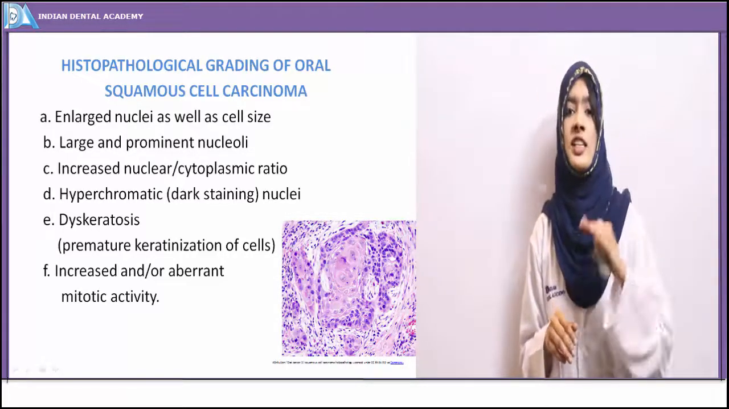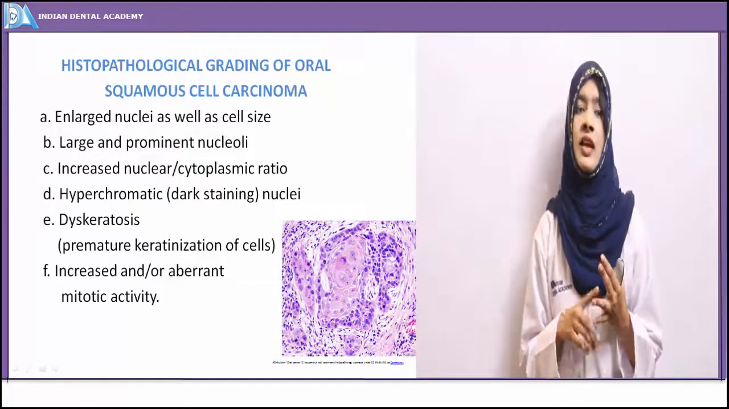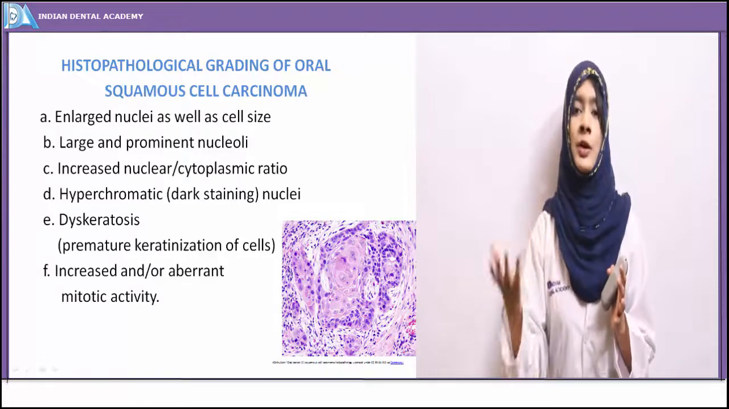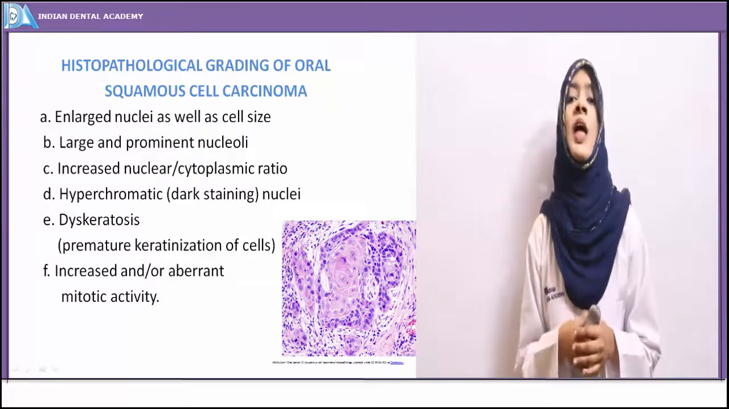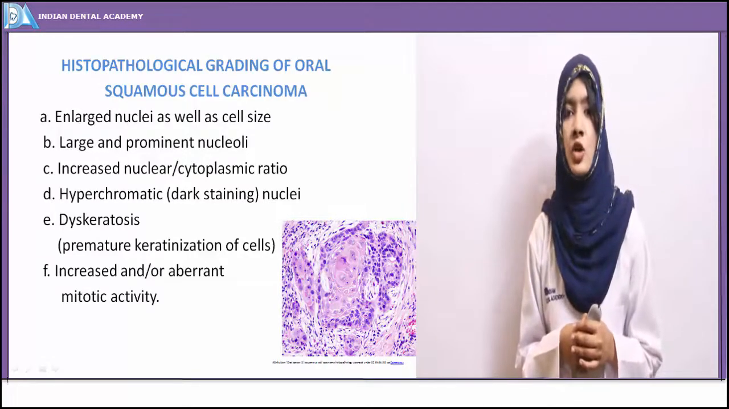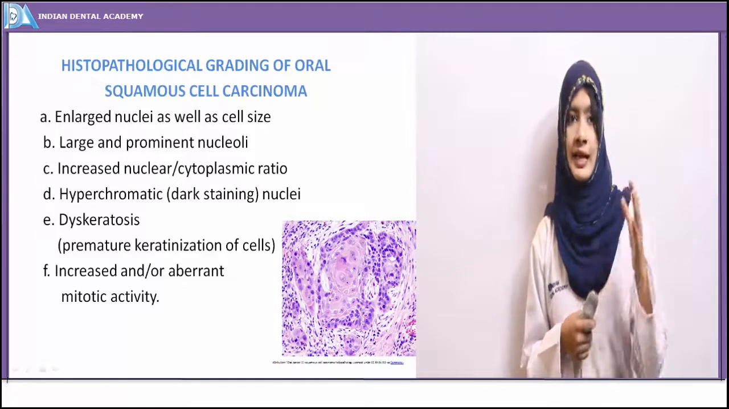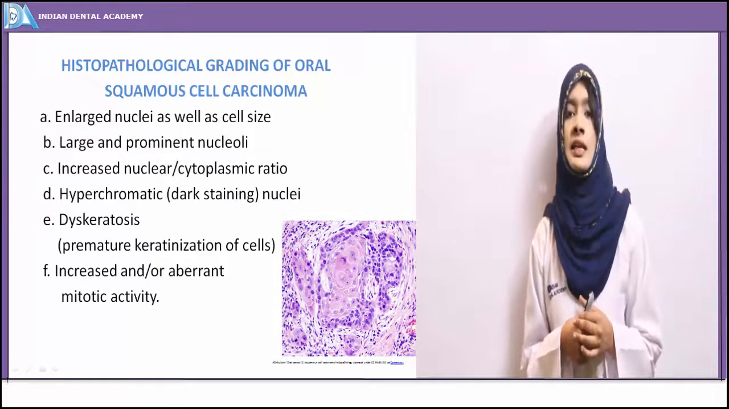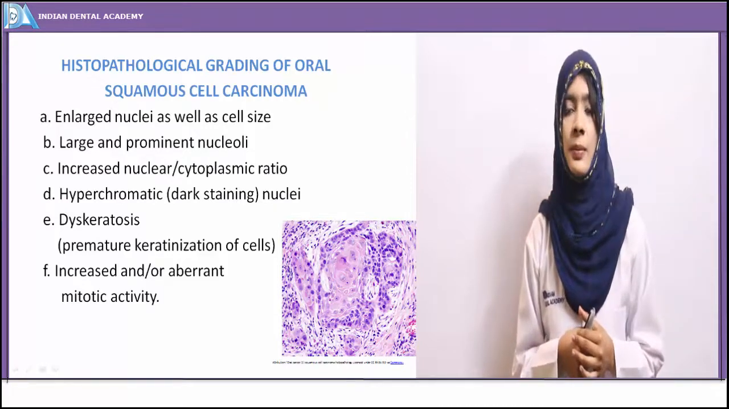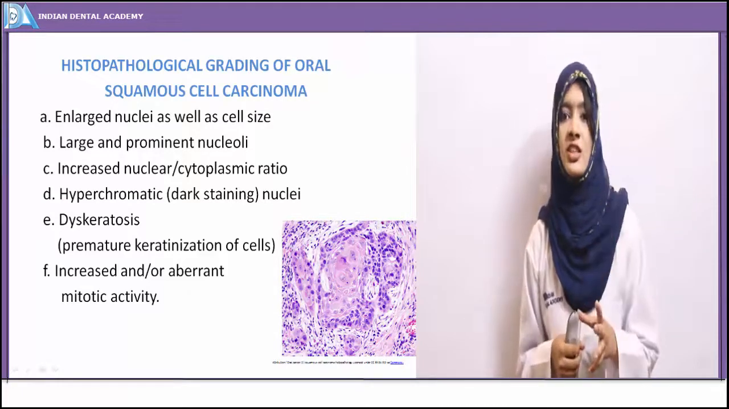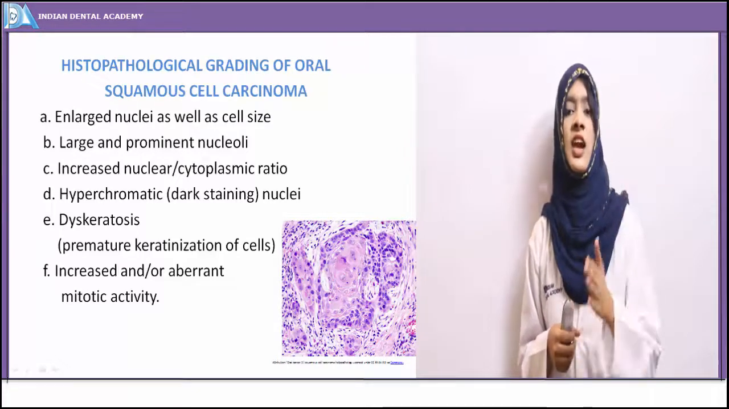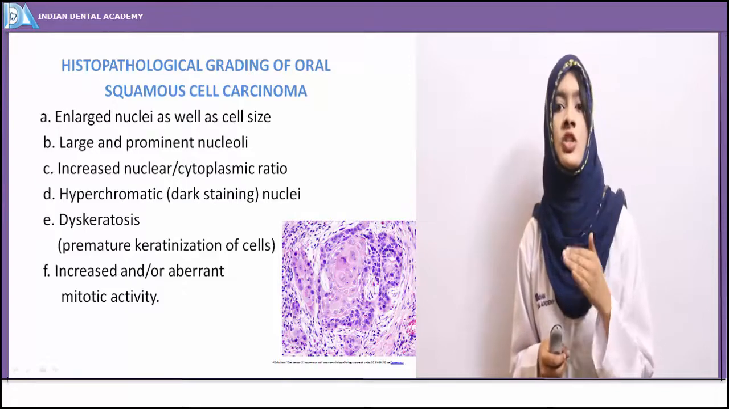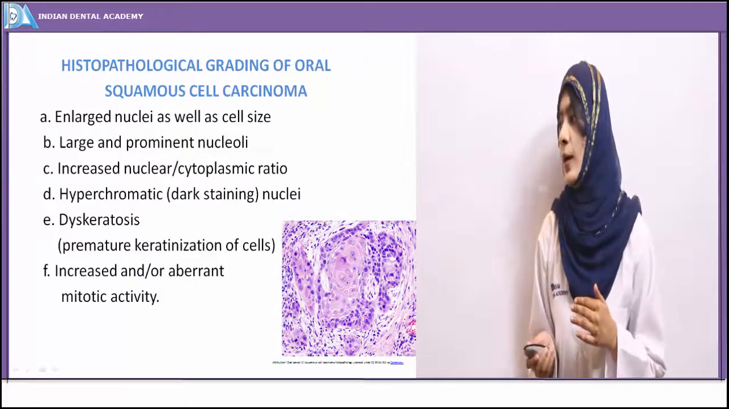Along with that, the nuclear cytoplasmic ratio is increased. When stained, the nuclei, because of their large size, appear hyperchromatic, deeply stained, and characteristic features of dyskeratosis are seen. That is, keratinization of cells occurs with the presence of keratin even in the intercellular bridges, and mitotic figures are increased in number. So dysplastic changes begin to appear, and they are severe, and severe mitosis is seen in cases with these histologic features of squamous cell carcinoma.